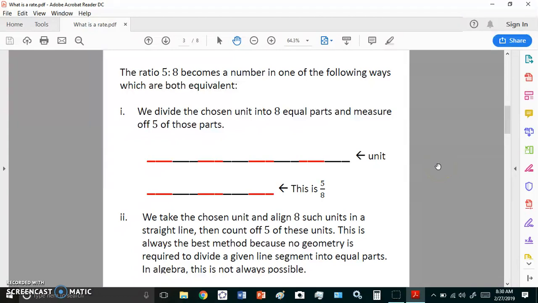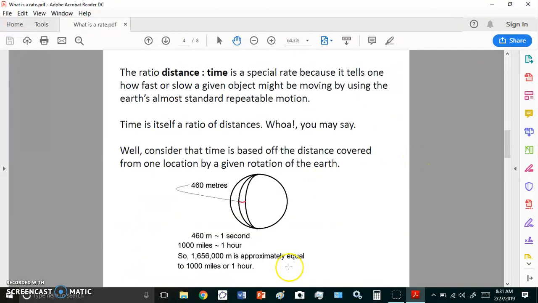And this is always the best way, because in geometry it's required to divide a given line segment into equal parts. But in algebra, this is not always possible. So for example, if we said 5 divided by 8 in algebra, it just simply becomes 5/8, because the 5 goes to the top of the vinculum and the 8 to the bottom. So that's how we get ratio.